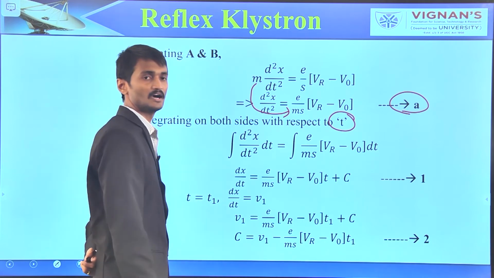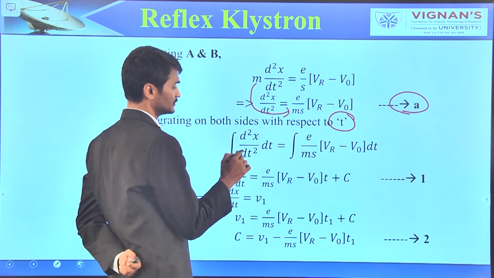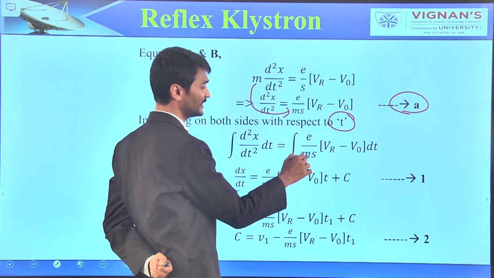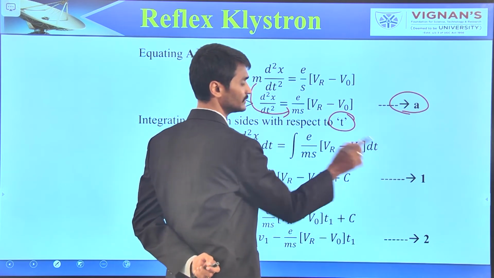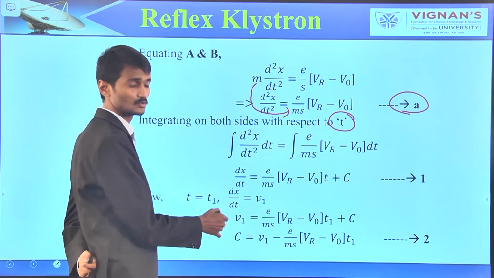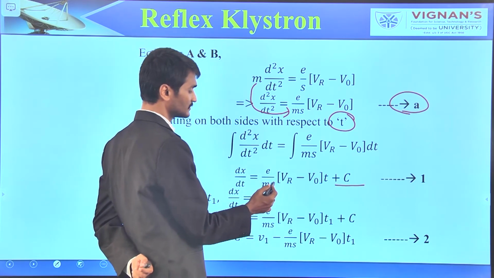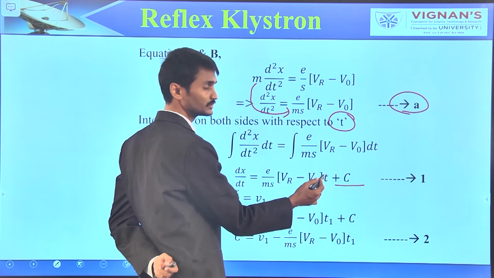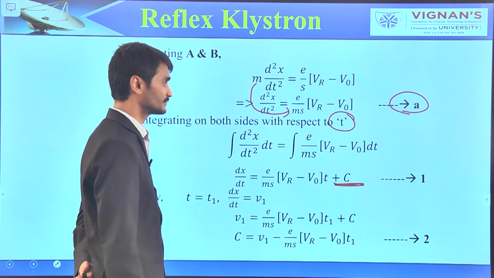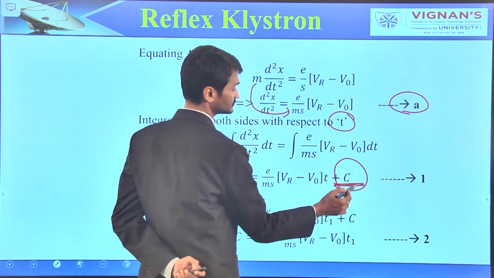Now integrating on both sides with respect to t, so integral of d square x by dt square dt is equal to integral of E by m s into (Vr minus V naught) dt. So here, apply the integration with respect to t. So dx by dt equals E by m s into (Vr minus V naught) into t plus a constant capital C, that is equation 1. Now we have to find the value of the constant.